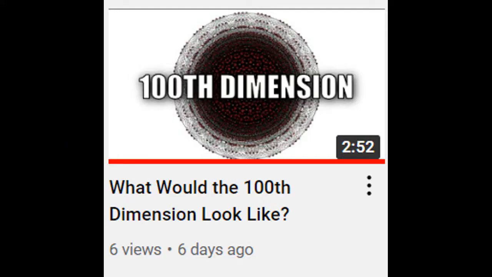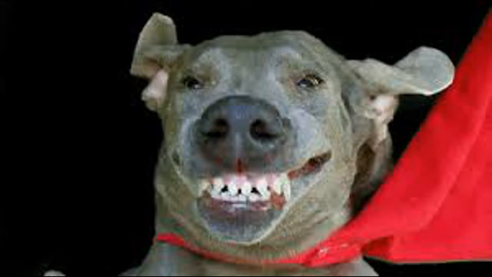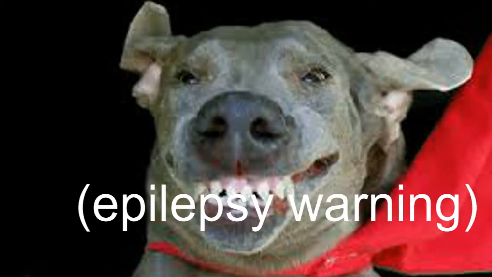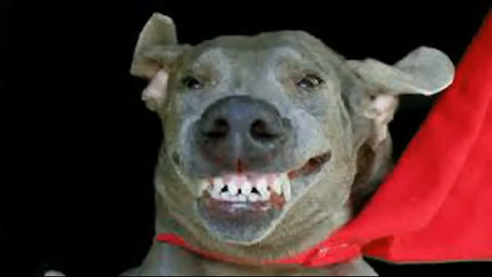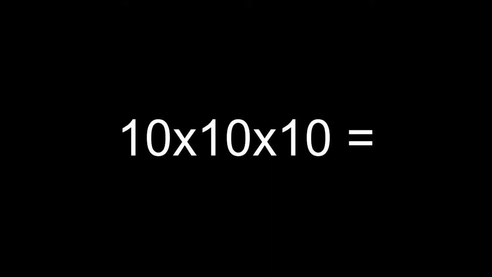So in my last video, I explained what the 100th dimension might look like. Basically, it looks like an unimaginable amount of colors flooding your vision, due to all the space you are looking at once. A chunk of land in our dimension with 10-meter dimensions would only have a volume of 1,000 cubic meters. But in the 100th dimension, it would be 1e+101 meters.